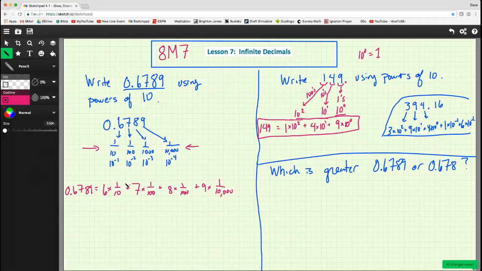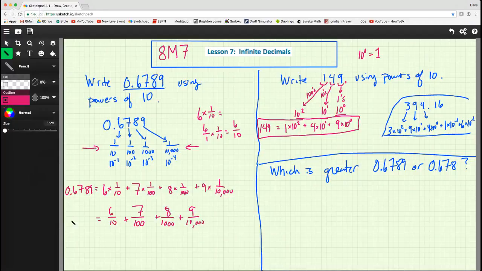And we can write that 6 times a tenth as 6 over 10, right? Let's show you that, because 6 times 1/10 is equal to 6 over 1 times 1/10. So that's equal to 6 over 10. So we can just take that 6 and multiply it on up. So 7 times 1/100 is 7 over 100 plus 8 over 1,000 plus 9 over 10,000. So that's 0.6789.